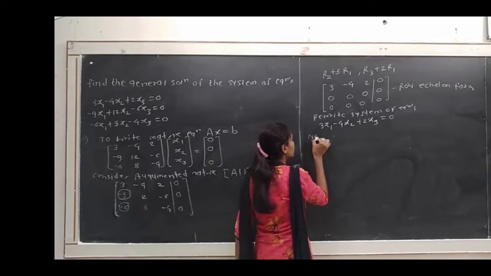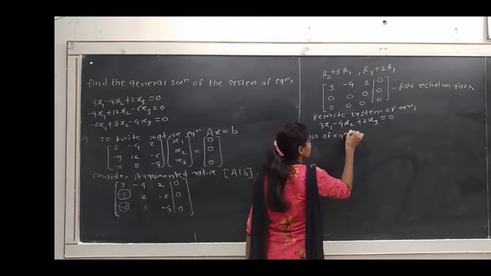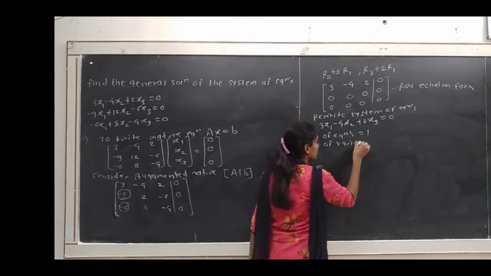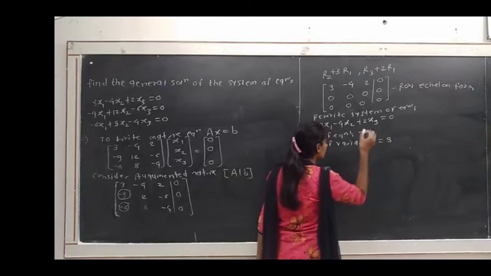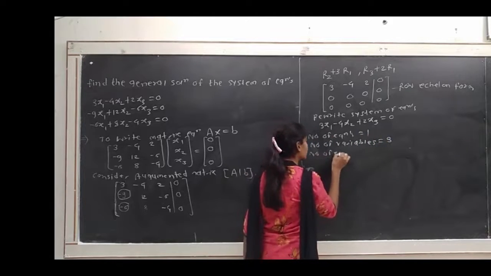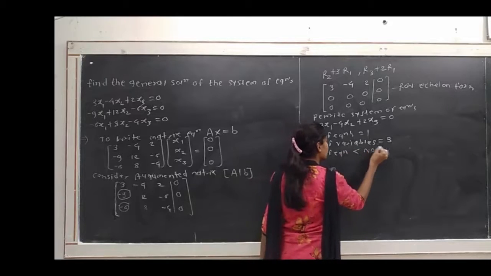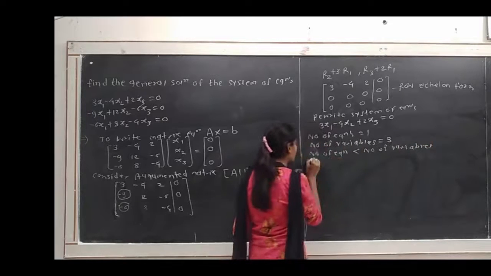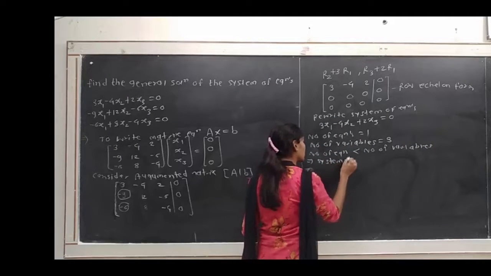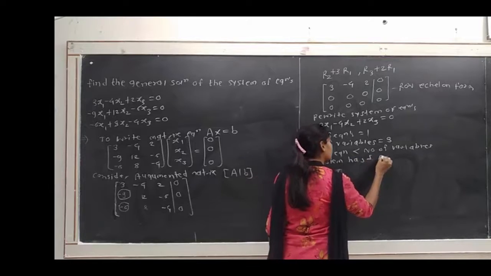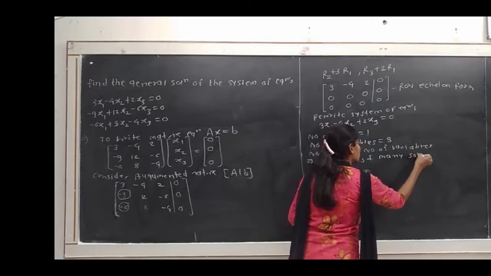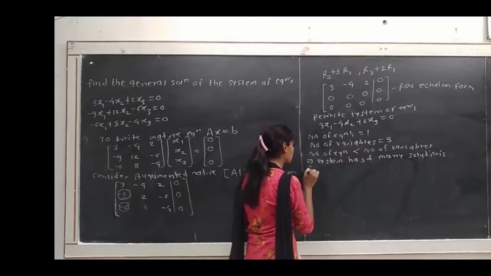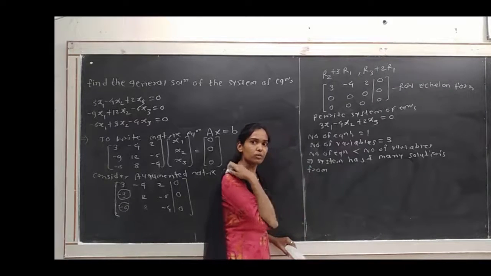The number of equations will be equal to 1, and the number of variables will be equal to 3. That is, the number of equations is less than the number of variables. Then again we get that the system has infinitely many solutions. Then we find the basic variable and the non-basic variable.